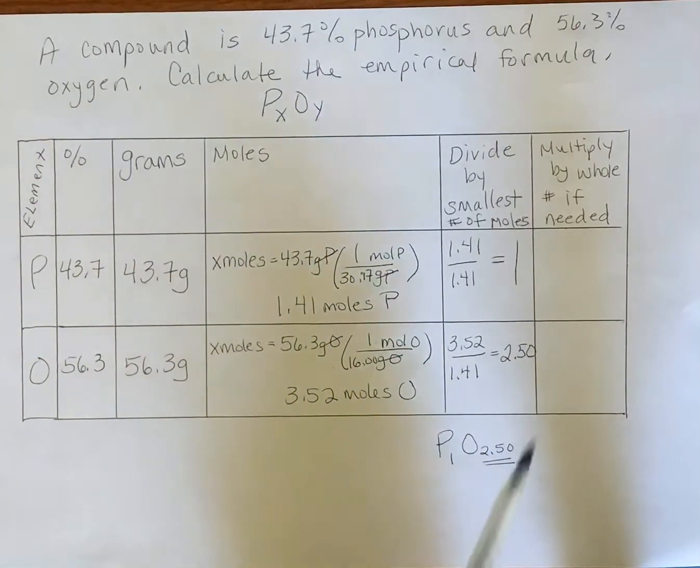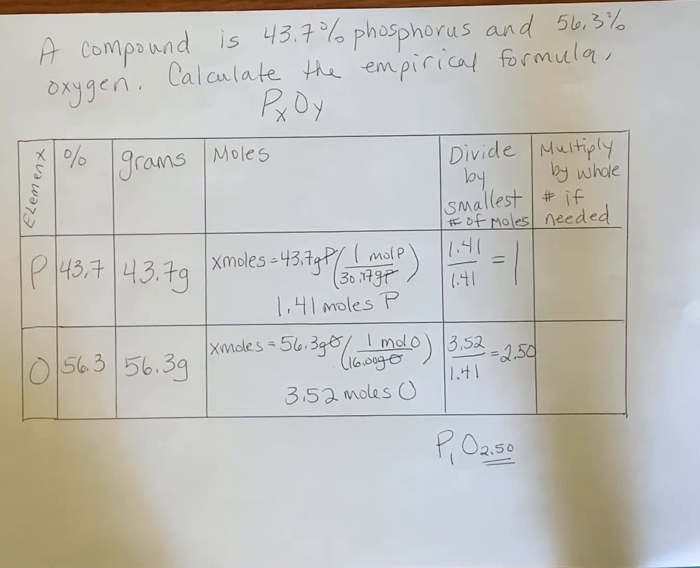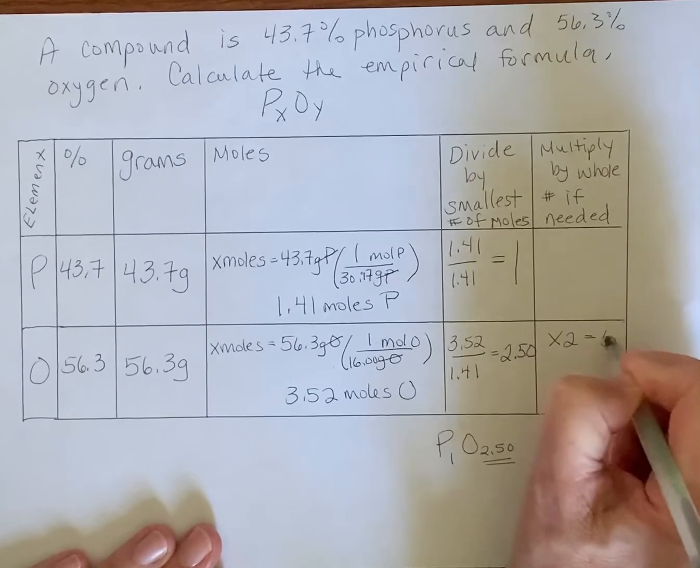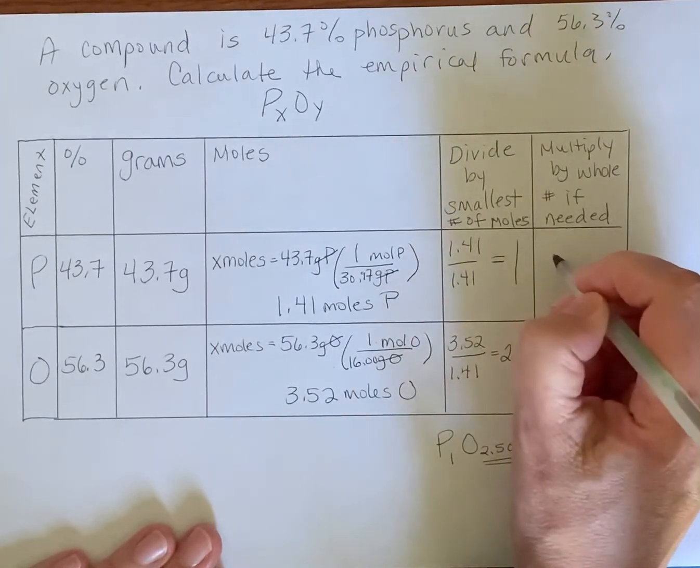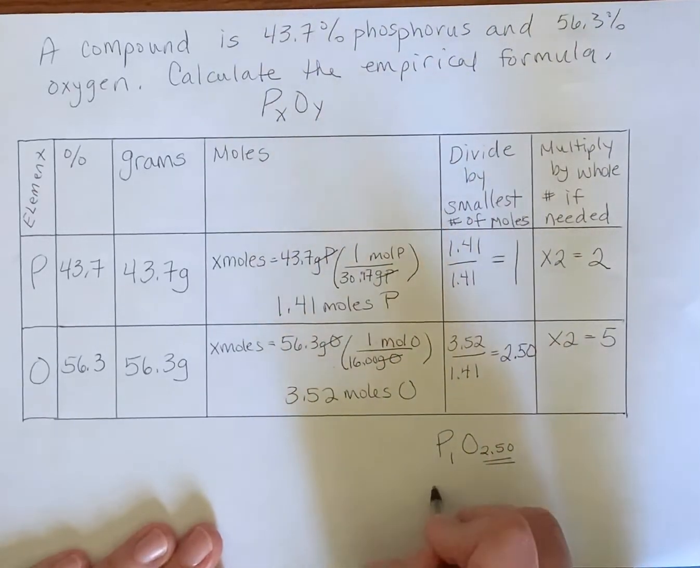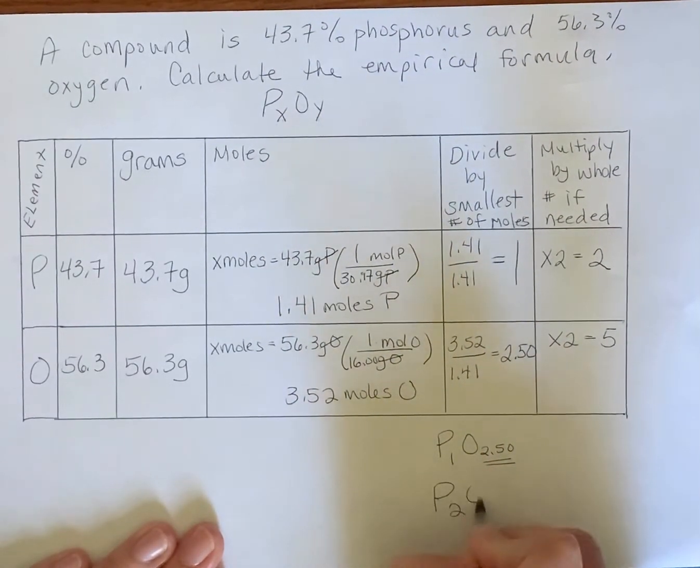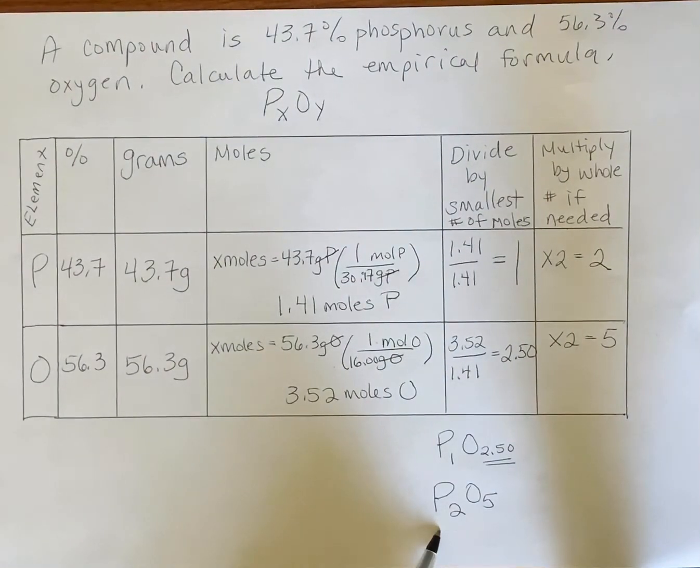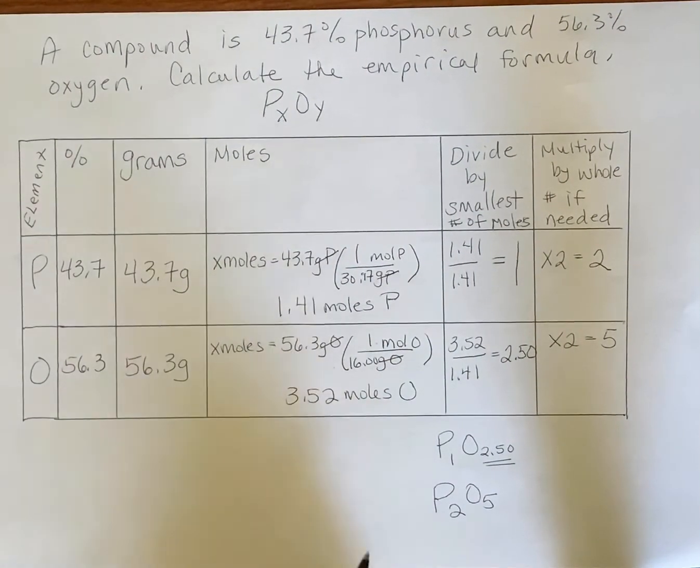So we want to multiply both the 1 and the 2.5. We have to do the same thing to everybody by a number such that the 2.5 becomes a whole number. So I'm going to take the 2.5 and multiply it by 2, and that becomes 5. And I have to do the same thing to the 1, so I'm going to multiply it by 2, so it becomes 2. My formula is P2O5, and that is the empirical formula, the reduced formula of this substance.